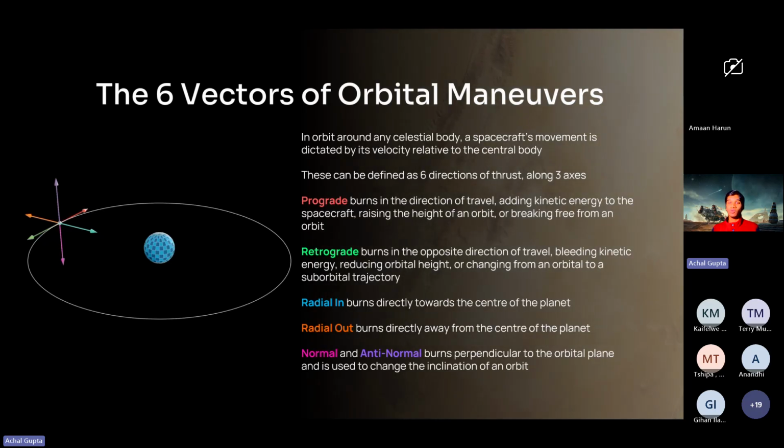And normal and anti-normal are burning at a 90-degree angle from both the prograde and radial in, and you can obtain it using the cross product. Normal and anti-normal are used to perform plane changes, like I showed earlier. And prograde and retrograde are obviously to change the height of your orbit, or to break free from an orbit, or land on a planet.